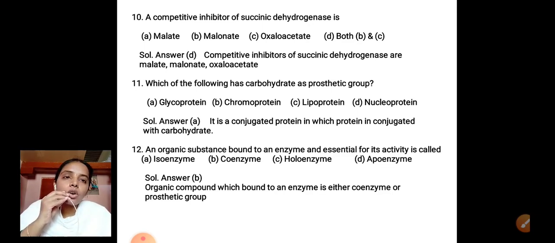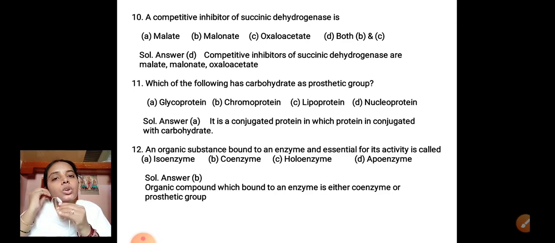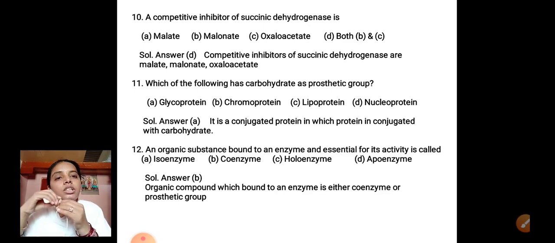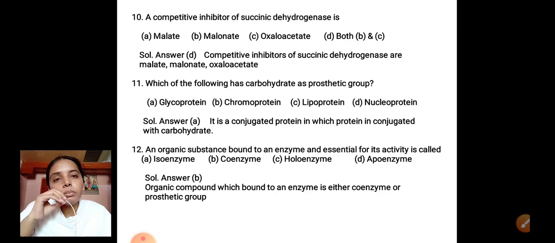Which of the following has a carbohydrate as a prosthetic group? The first option, glycoprotein, chromoprotein, lipoprotein, nucleoprotein. Here it is a conjugated protein in which the protein is conjugated with a carbohydrate. That is the correct option is A. An organic substance bound to an enzyme and essential for its activity is called as. Here, the organic compound which always binds with an enzyme, either coenzymes or prosthetic group. The given options: isoenzyme, coenzyme, holoenzyme, apoenzyme. So the correct option for this question is coenzyme, which is bound to the enzyme.